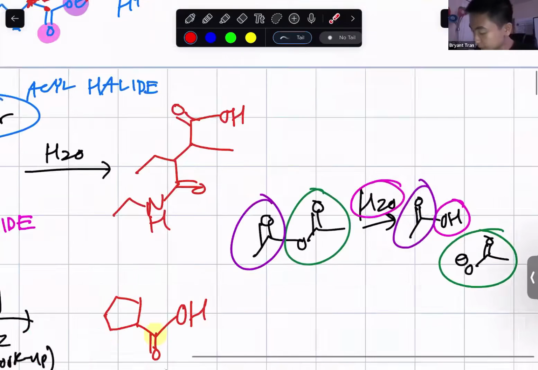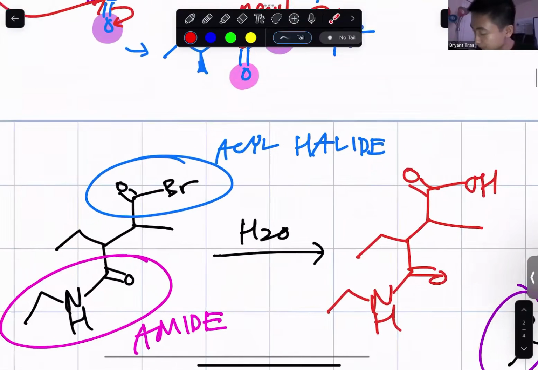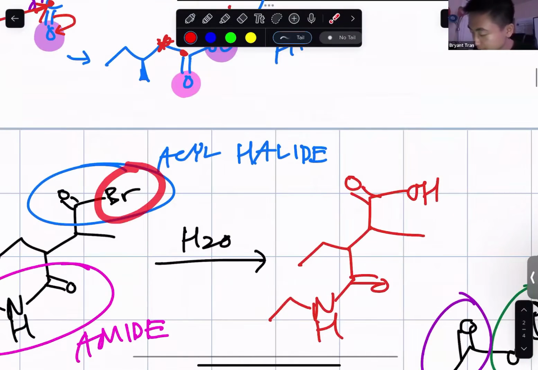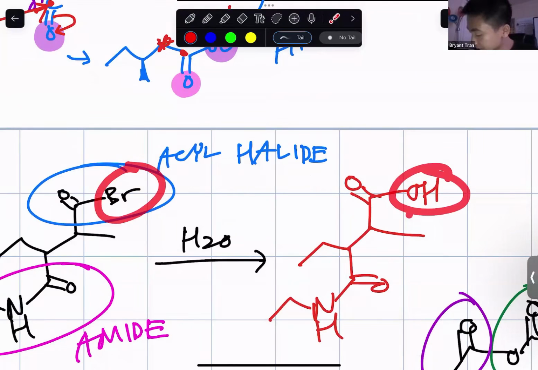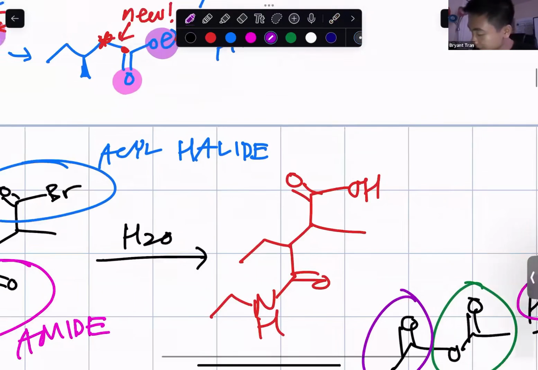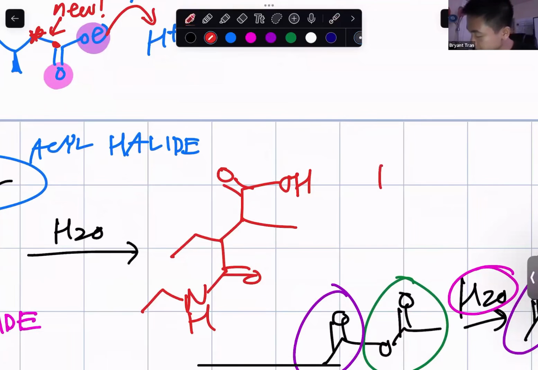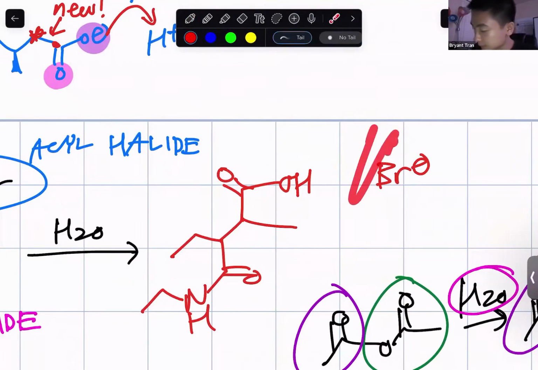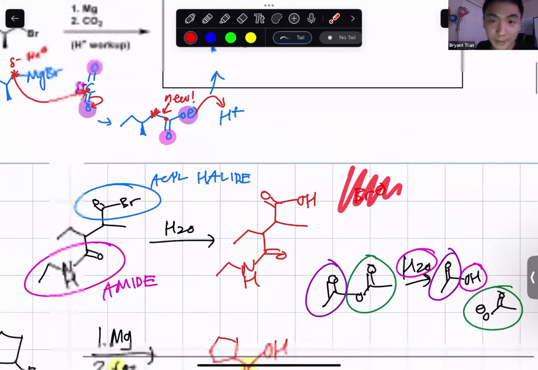Okay. Same thing as for here. What we basically did here was we substituted the bromine with the OH, right? The OH came from the water, the H2O, right? The bromine, where did it go? It went away as a leaving group, Br minus, like that. Okay, but we don't have to write that as a product.